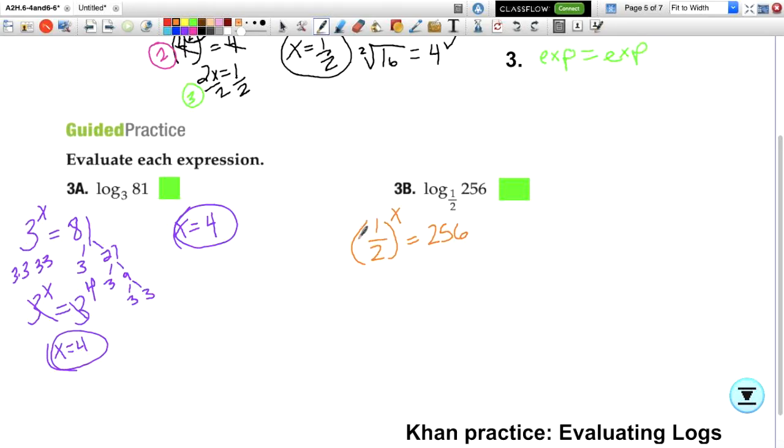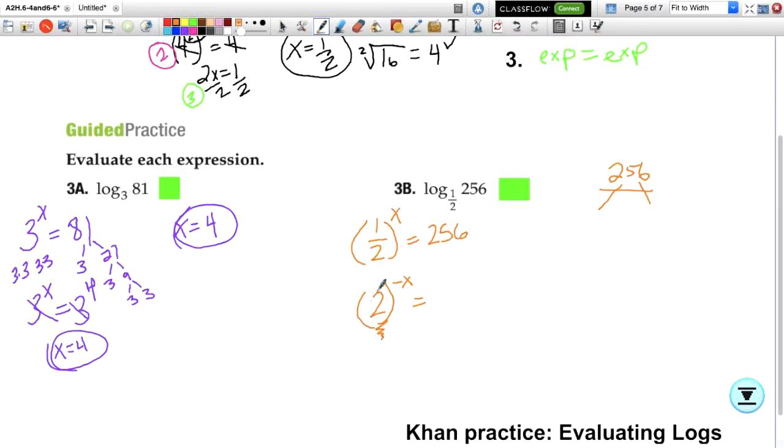Well, if you remember our exponent properties, if this x was negative, it would change those locations. So I'm actually going to rewrite this as 2 to the negative x. That is an equivalent situation. 1/2 to the x and 2 to the negative x are the exact same. So what that means now is I want to take this 256, and because this is now a base 2, I don't want to see how many 1/2s go into that.